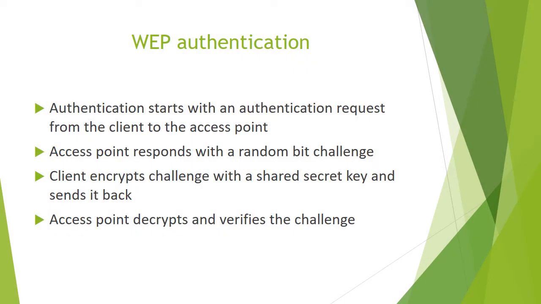WEP authentication starts with an authentication request from the client to the access point. The access point will respond to the client with a random bit challenge and a shared secret key. The client encrypts the challenge with the shared secret key and sends it back to the access point. The access point will decrypt the sent random bit challenge. If it matches the random bit challenge sent, a connection will be established.